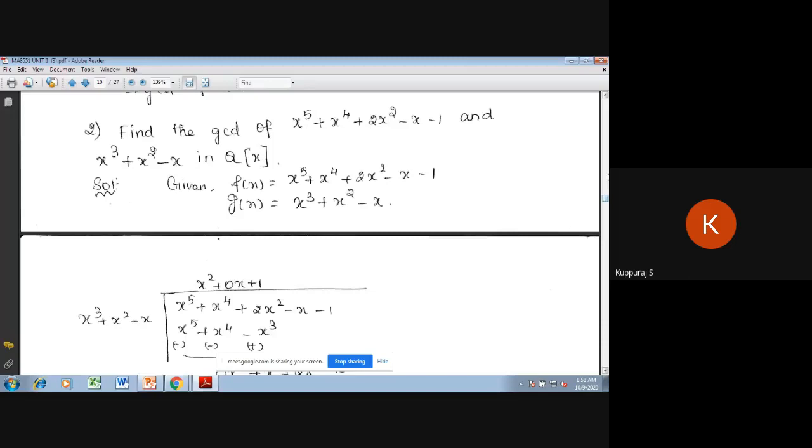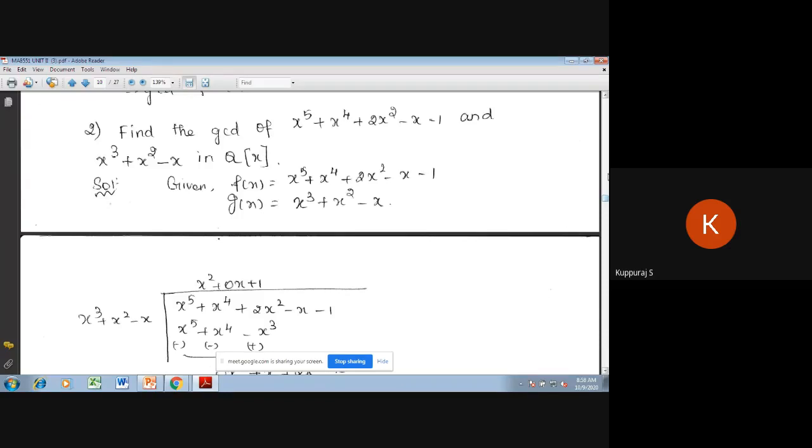So look at the second problem. Find the greatest common divisor of x power 5 plus x power 4 plus 2x square minus x minus 1 and x cube plus x square minus x in Q of x. So the coefficients of the indeterminate belong to the set of all rationals. As usual, compare the degree.